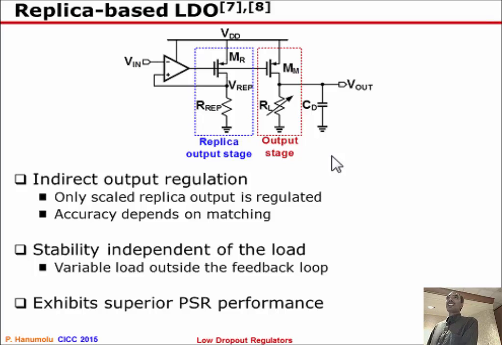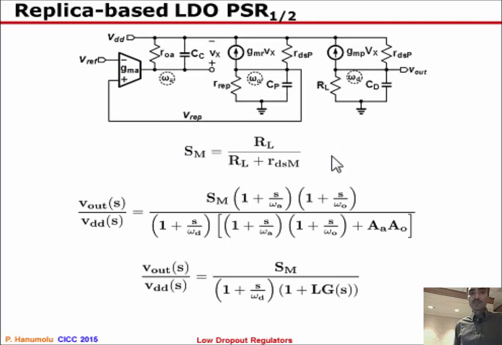This is not for a generic LDO which can be used in any place, but if you know the load and if you can come up with a replica of the load, this can be extremely useful, and I'm going to show you why. So the first thing to note is that the output is indirectly regulated to the reference voltage to the extent that the replica and the node match, and I have pointed out that the PSR is better.